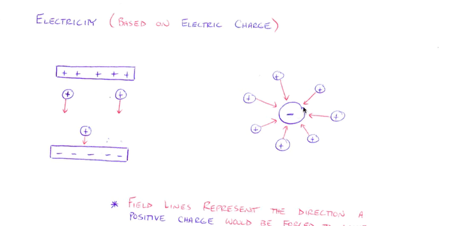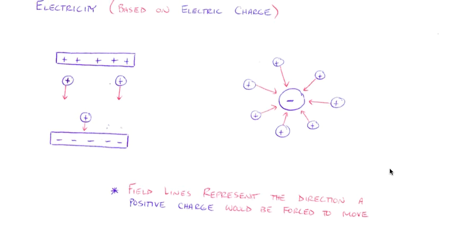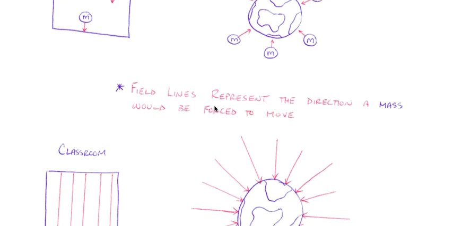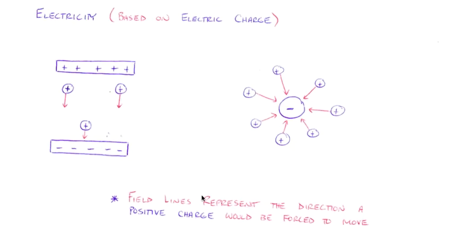Similarly, if I place a negative charge and choose any location in the space around it to locate a positive charge, that positive charge will be attracted and will be pulled towards the negative charge's center. In this case, the field lines represent the direction a positive charge would be forced to move. Not a mass. The mass is what's based on gravitational fields. Electrical fields are based on the direction a positive charge would be forced in.